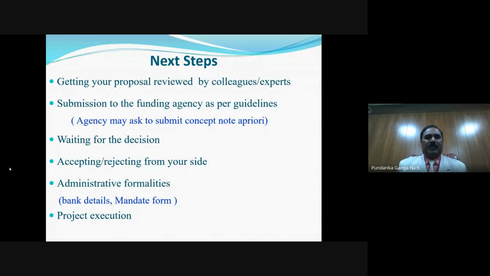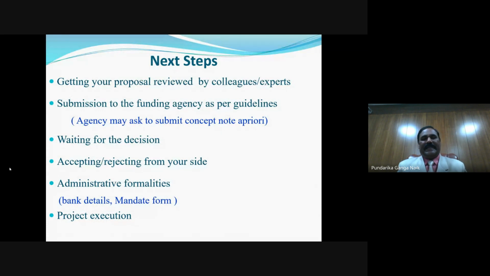So getting the proposal reviewed by colleagues and experts is very, very important. We need to discuss what our idea is. We need to invite comments and critiques from the colleagues and the experts, so that their comments and critiques can be incorporated in a better manner in the proposals. Thereby the possibility of your proposal being accepted would be higher.